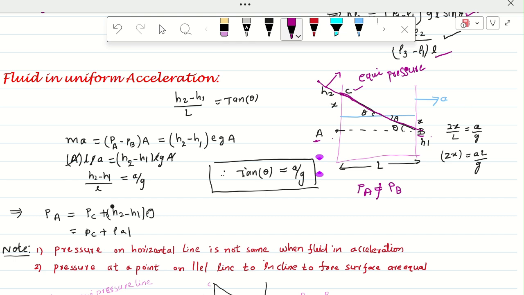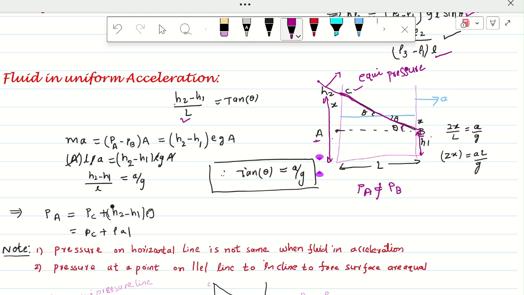So it is very clear. C is at distance H2 and B is at distance H1 from the bottom. Height H1, height H2, H2 is more. Therefore, from the diagram, tan theta is equal to H2 minus H1 by L, where L is the width of the container.